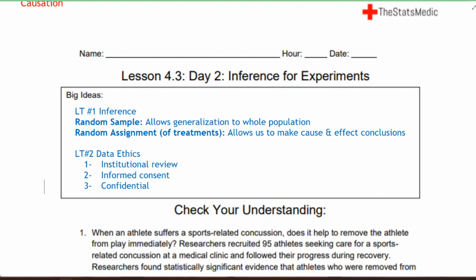And finally, it has to be confidential. If we're going to publish our results, we can't have the names of our participants out there. We need to protect their identities so that their anonymity is maintained.